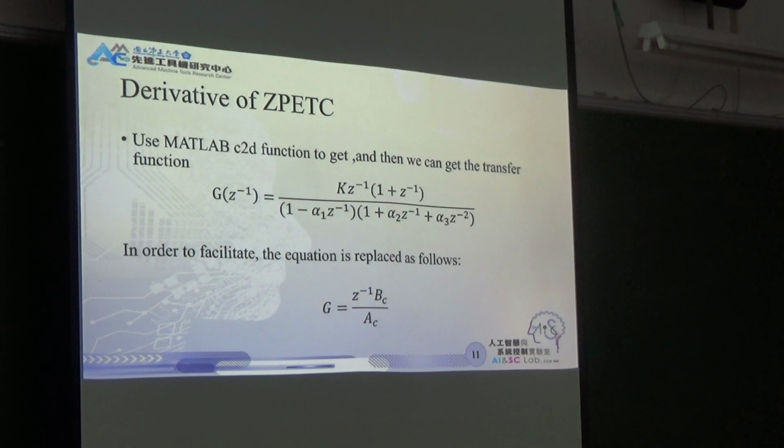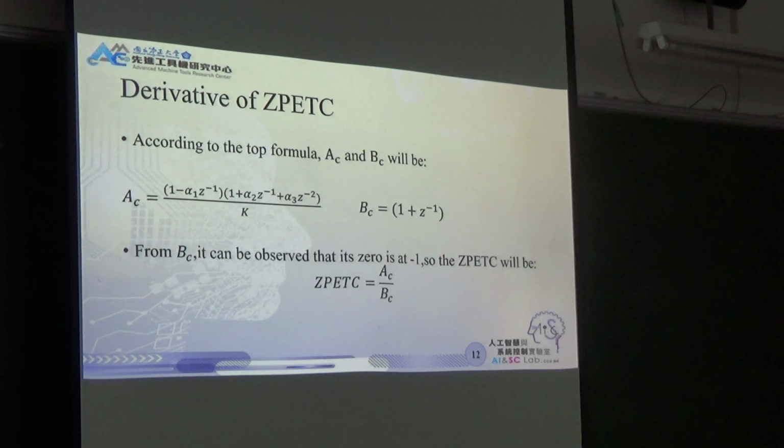Now, to minimize phase lag, the ZPETC requires the transfer function of the whole system to be equal to 1. Therefore, the transfer function is to be controlled like this. And as there is no unstable zero, there is no need for additional action.